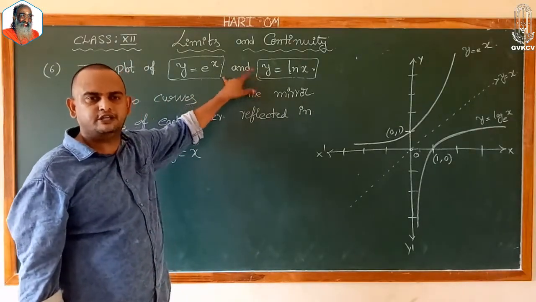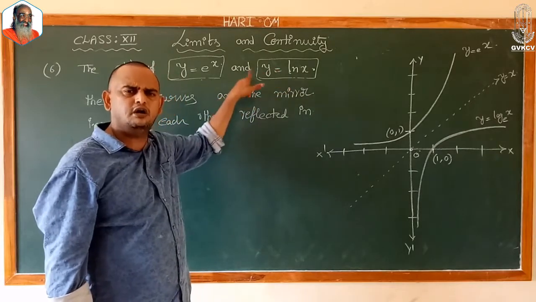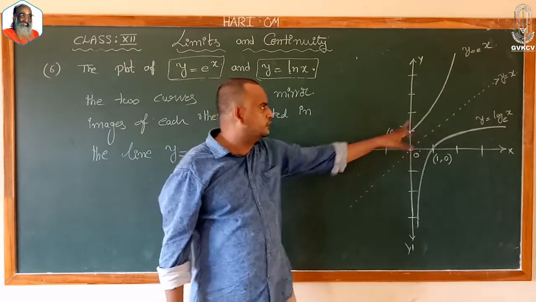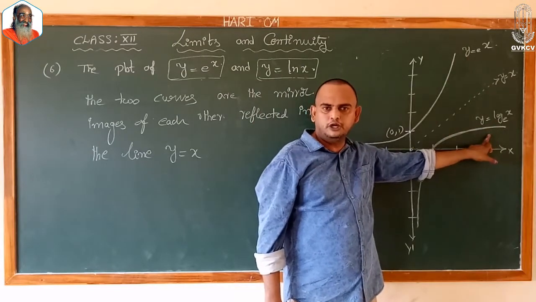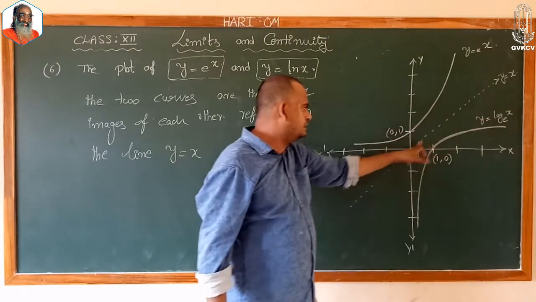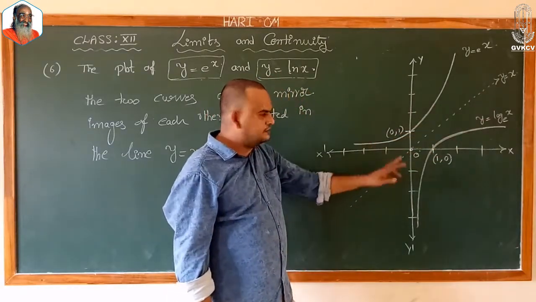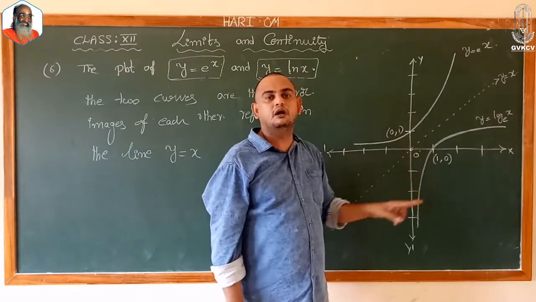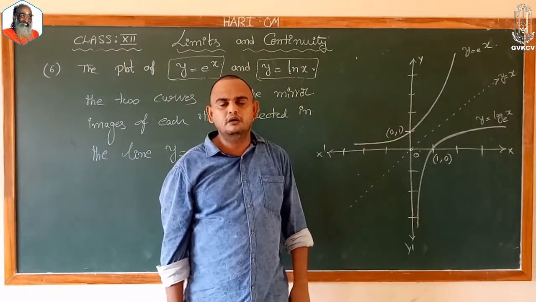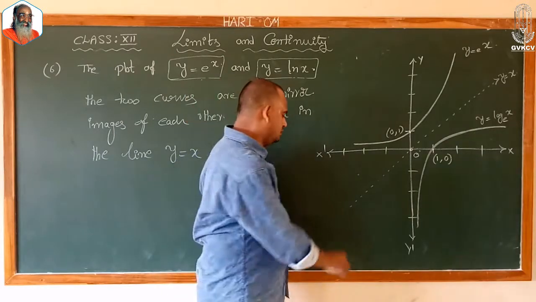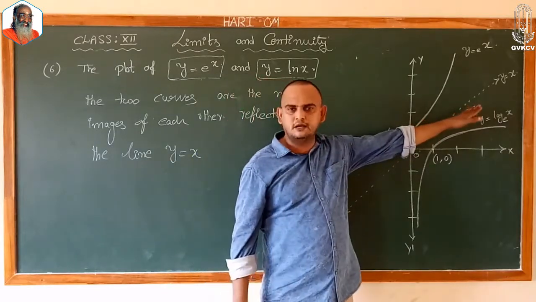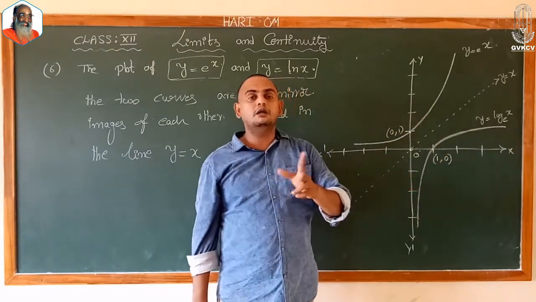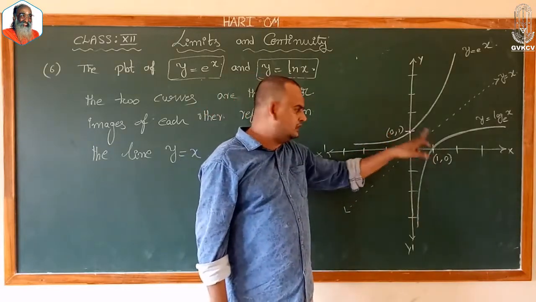Whenever we take the graphs of the exponential function as well as the logarithmic function, how will the graphs be? Look at the graph. This graph is related to the exponential function. This graph is related to the logarithmic function, and this is the line we have, y is equal to x. Now, when we observe these two graphs, they are nothing but mirror images based on the line y is equal to x. Through this y is equal to x line, the exponential graph and the logarithmic function graph are mirror images of each other.